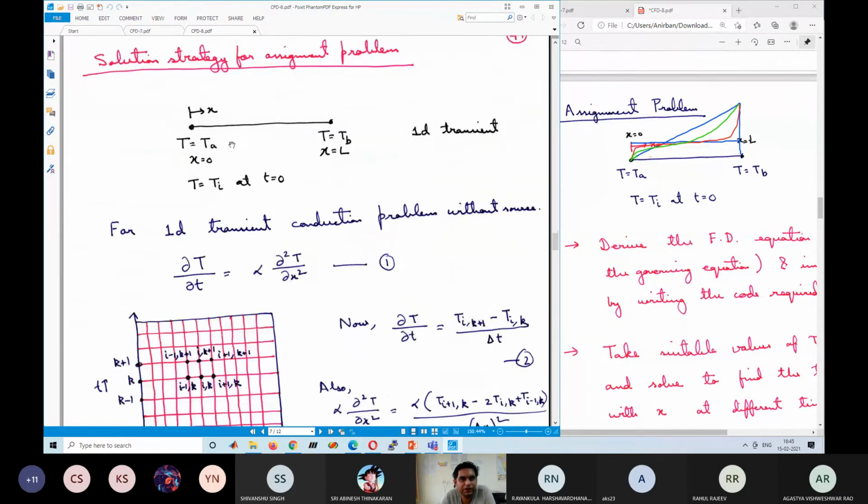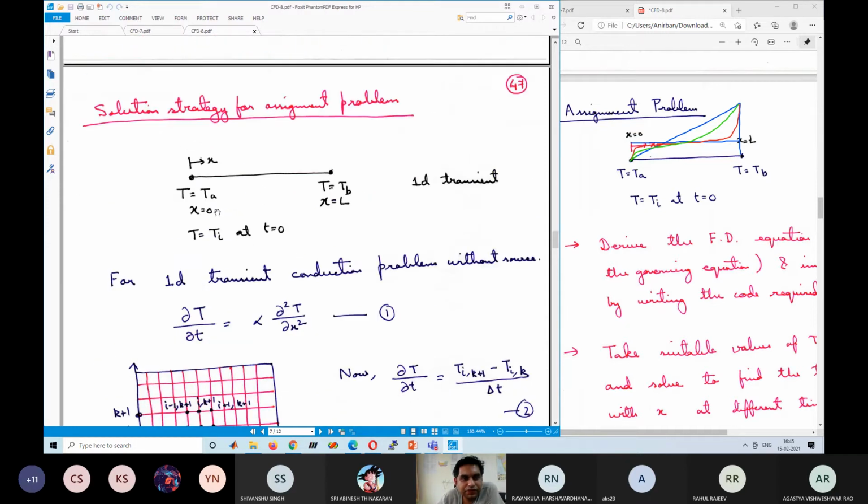Again, let me draw the problem domain. X is going from 0 to L, x equal to 0, x equal to L. At x equal to 0, boundary condition is T is equal to Ta. At x equal to L, boundary condition is T equal to Tb. Initial condition is T is equal to Ti at time t equal to 0. Okay, 1D transient heat conduction problem without source term.